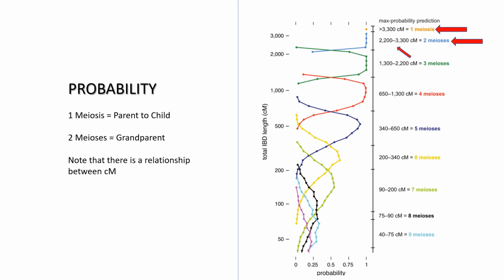So when you look at this, you're talking about probabilities. If you had 3,300 centimorgans, as you can see here, it's going to be one meiosis. That would indicate generally a parent-child relationship, as opposed to two meioses, which would be 2,200 to 3,300 centimorgans. That is likely to be something like a grandparent. But keep in mind, these are probabilities and they're not rock solid numbers. But it will give you an indication as to how to figure things out.